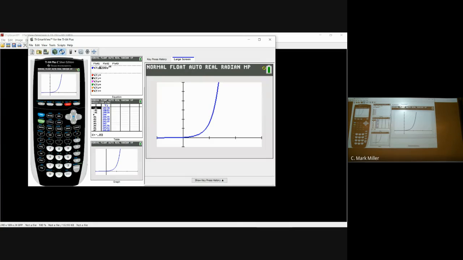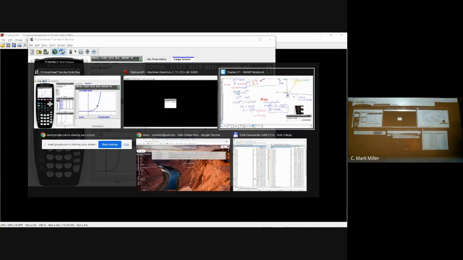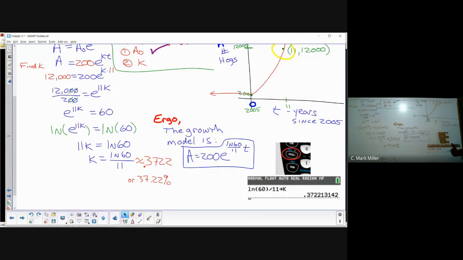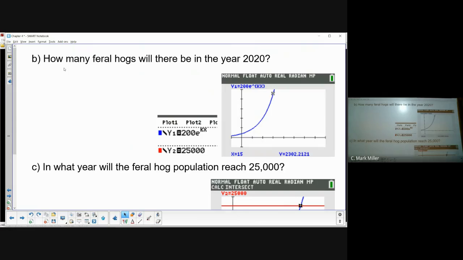Yeah, them hogs are growing fast, right? Okay. All right, now we're not going to use this. We don't need this for the first part of the problem here. I just want to get the function into the calculator. Now, part B: how many feral hogs will there be in the year 2020?